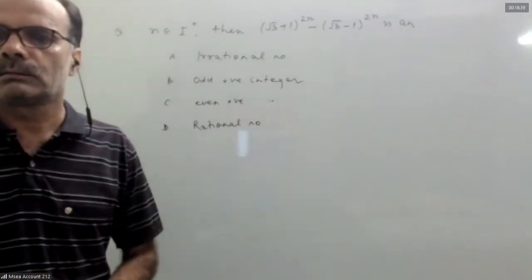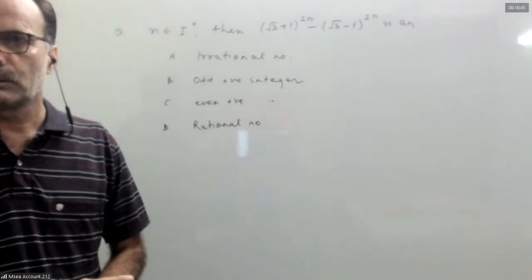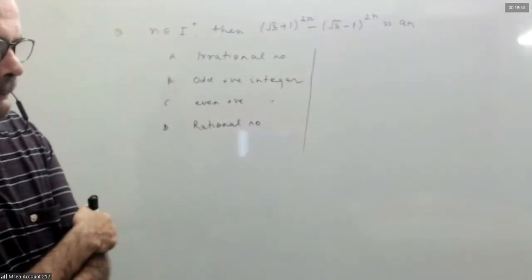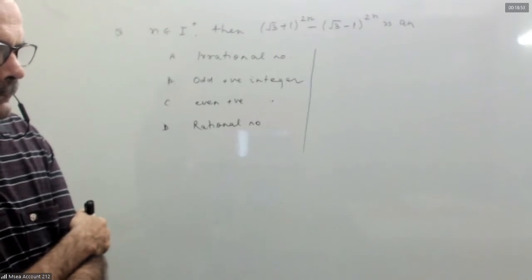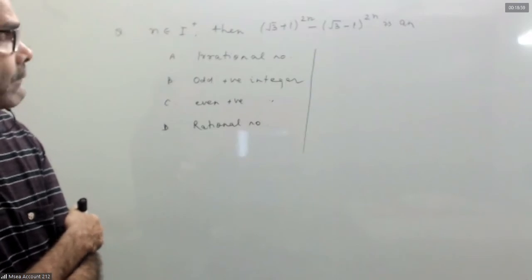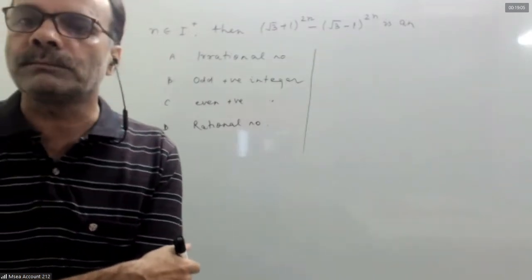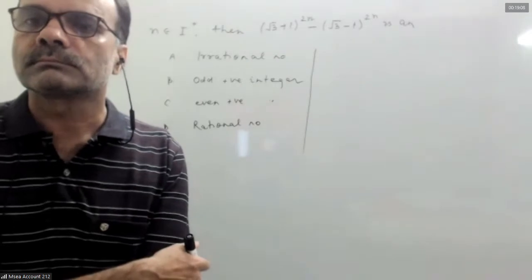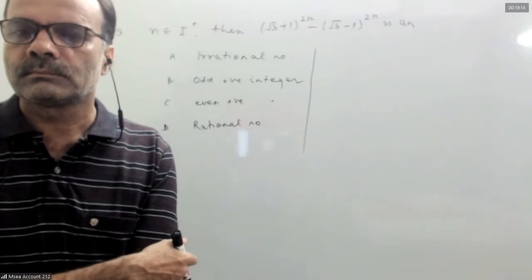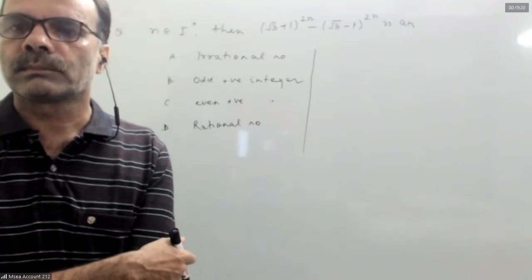Just one line. First term will get cancelled. What is the answer? Irrational number. What's your name? Isaac. Any other answer?